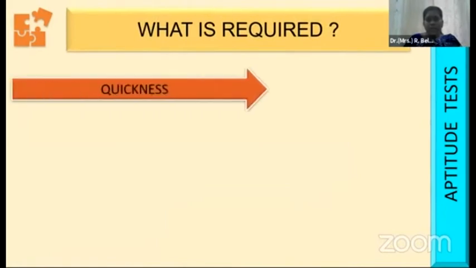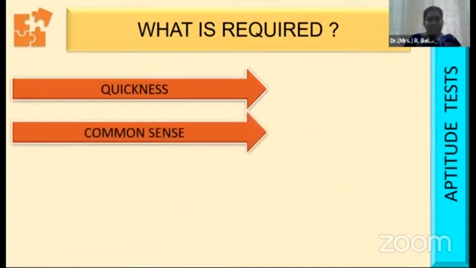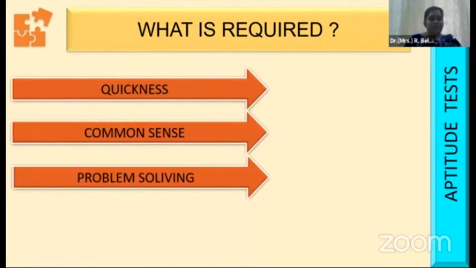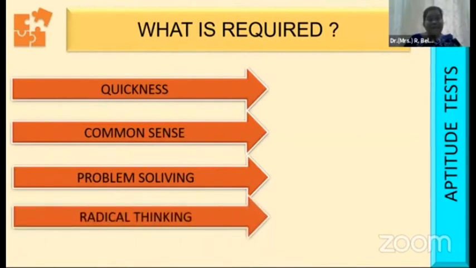Okay. What is required for you to take an aptitude test? First, quickness. Next, common sense, simple common sense. Problem solving. Again, sorry, I think there is a spelling mistake. Problem solving. Radical thinking. I told you, radical thinking.